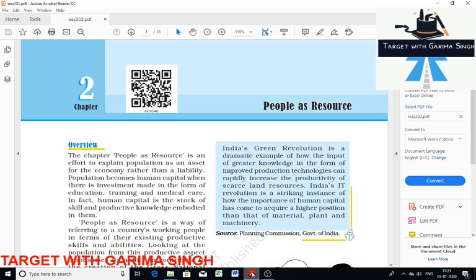Today I'm going to discuss the class 9 economics NCERT chapter 2, People as a Resource. Firstly I will discuss the crux, then I will discuss the questions. So let's move on to the topic. This chapter is about how people work as a resource.